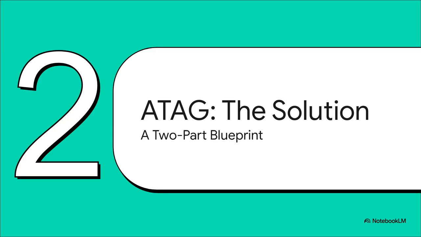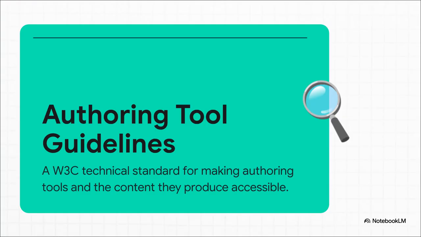Well, the good news is we actually have a blueprint for this. It's a global standard, and it's called ATAG. ATAG stands for Authoring Tool Accessibility Guidelines. It comes from the World Wide Web Consortium, the W3C, so you know it's legit. And its entire purpose is to solve this exact problem. It gives developers a clear guide on how to build tools that people with disabilities can actually use, and, just as importantly, helps those creators make stuff that's accessible to everyone else.